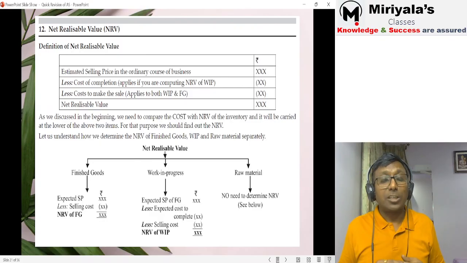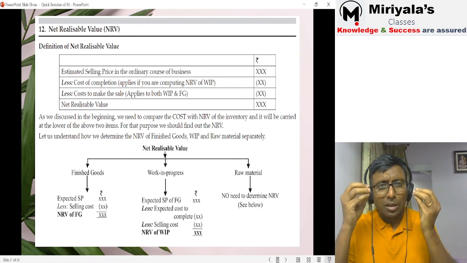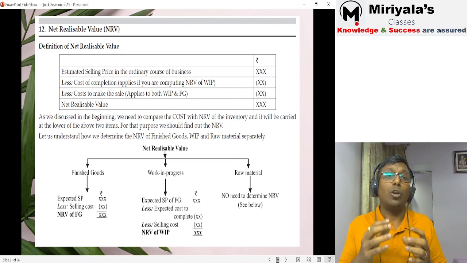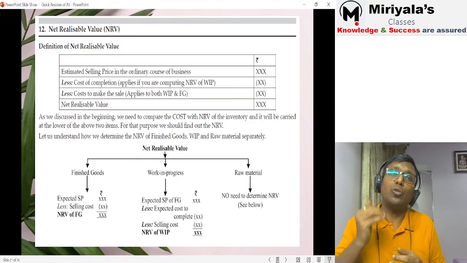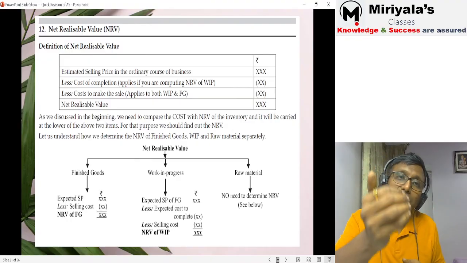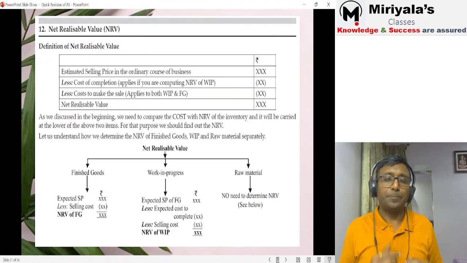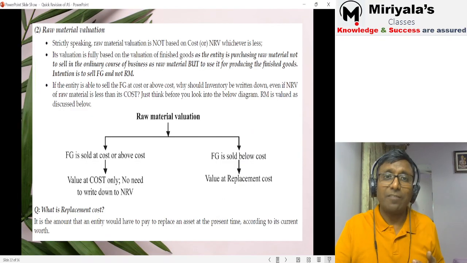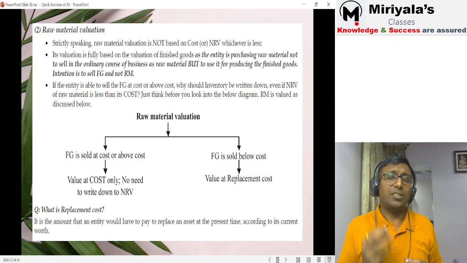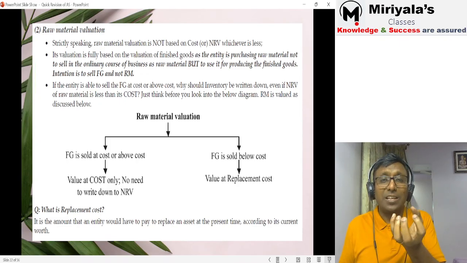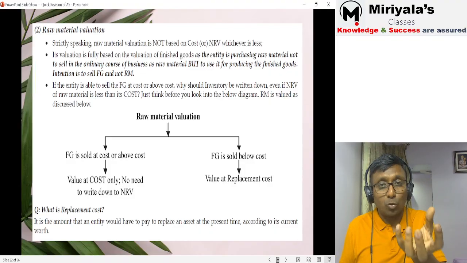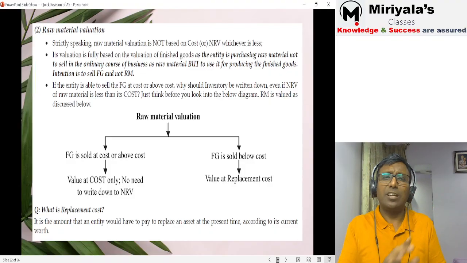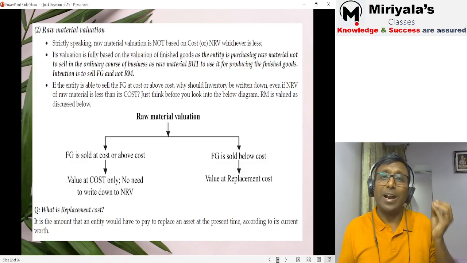Right. And with respect to raw material, NRV of the raw material is not at all required to compute. Why? Because raw material is not meant for sale. It is meant to produce finished goods, and finished goods are ultimately going to be sold. So how do you determine the raw material value? First thing, what is the FG? Whether the FG is going to be sold at cost or above cost. If FG is going to be sold at cost or above cost, then raw material should never be compared with NRV or anything. Raw material will be valued at its cost.